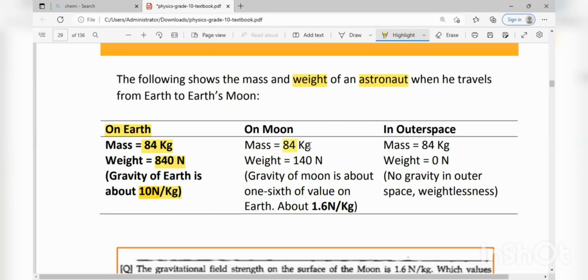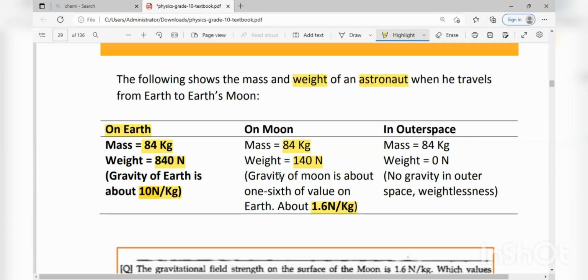What happens when this man goes to the moon? The mass will remain the same. The mass never changes because of its location, size, or speed. But his weight is going to be affected because the gravitational force of the moon is not the same as the gravitational force of the Earth. The gravitational force of the Earth is 10 newtons per kg, but the gravitational force of the moon is about 1/6 of the value of the gravity on Earth, which is the same as 1.6 newtons per kg.